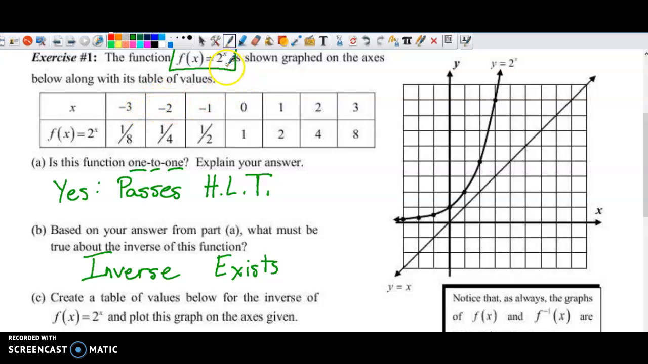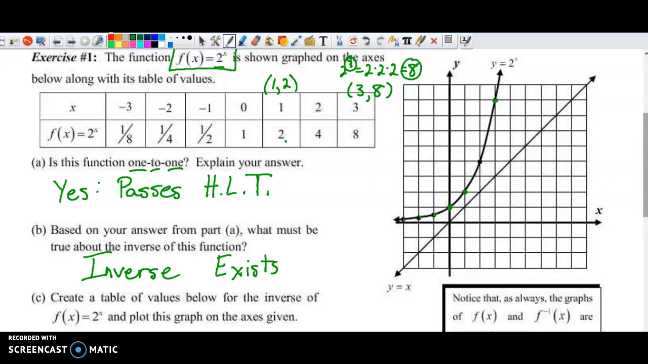Now remember that when we did 2 to the 0 power, we got 1, so that's this ordered pair. And then 2 to the first power, well, something to the first power is itself. That's why we have the ordered pair 1, 2. Maybe I'll jump over to this one, 2 to the third power. That means 2 times 2 times 2, which is 8. So we have the ordered pair 3, 8. And then also negative exponents turn them into fractions.